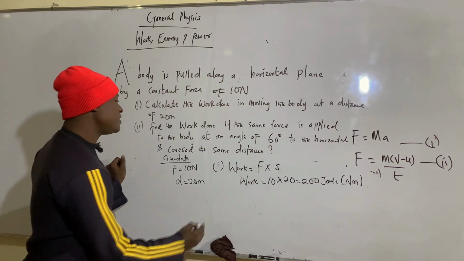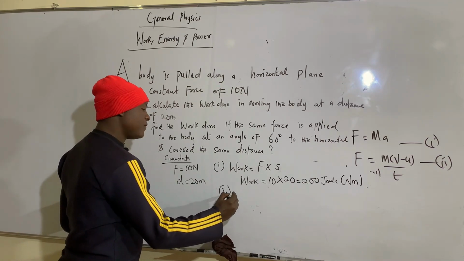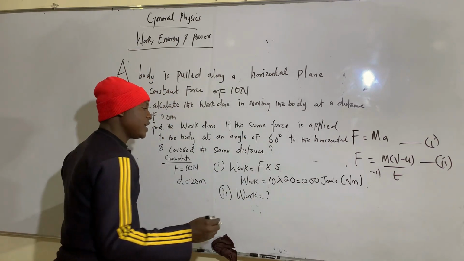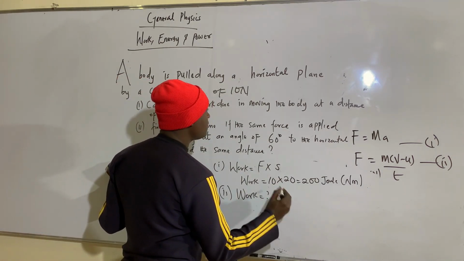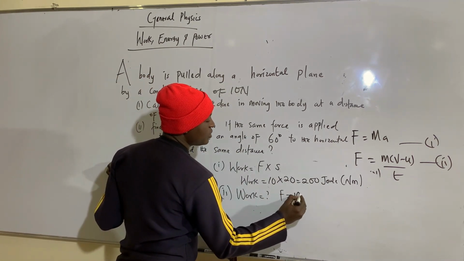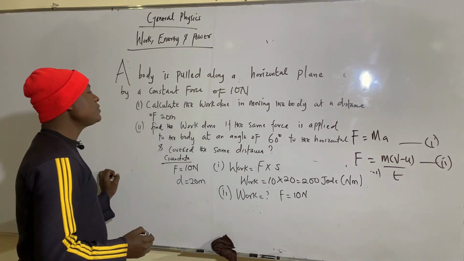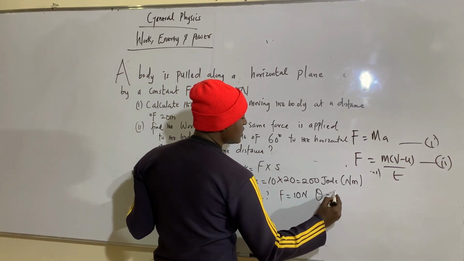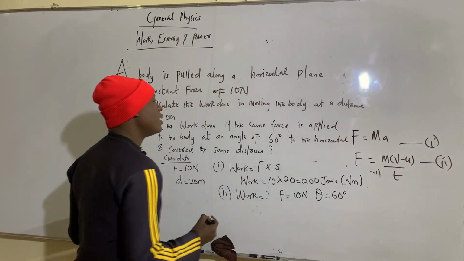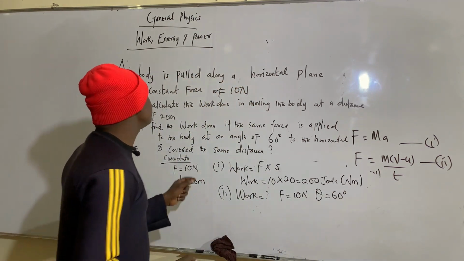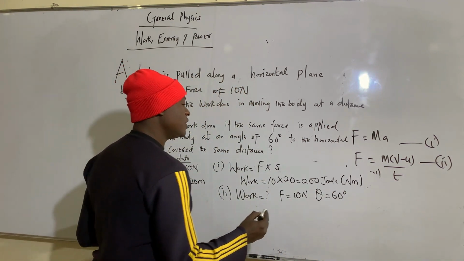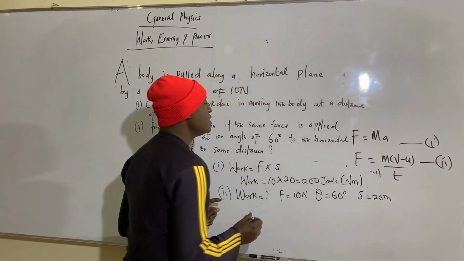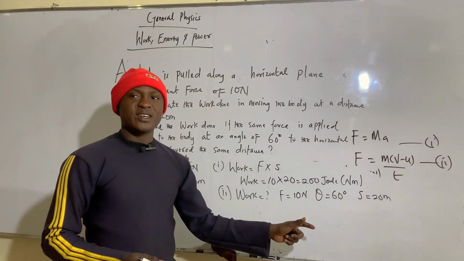So the second problem, they said we should find the work done again, if the same force is applied. That is, if they maintain the value of force. What is the value of force we have here? We have the force to be 10 newton and at an angle of 60 degree, and it covers the same distance. What is the distance given to us? 20 meters. You can see they now said to the horizontal.